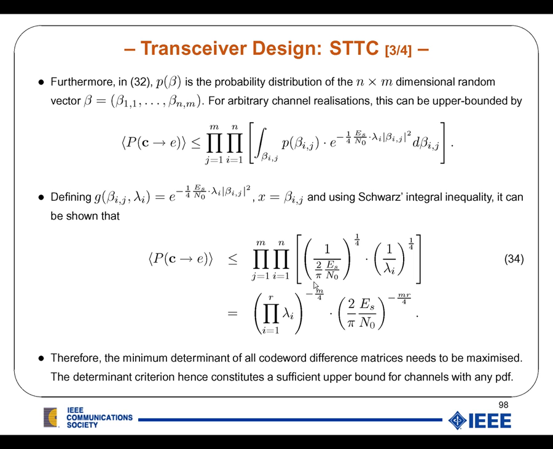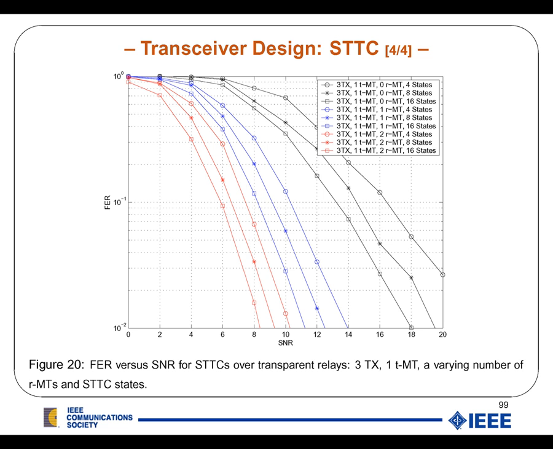eigenvalues. So therefore, the minimum determinant of all code word difference matrices needs to be maximized, and therefore, if we have designed a code which follows the determinant criterion, it will also be good for our transparent relaying channel. Now we designed such codes and have come up with a few performance graphs here.